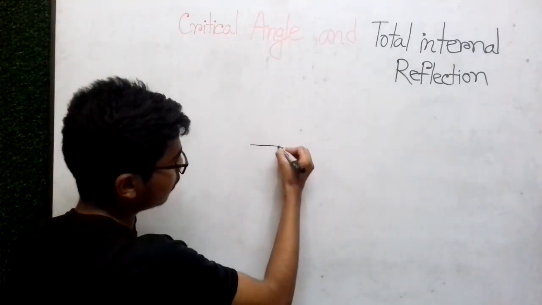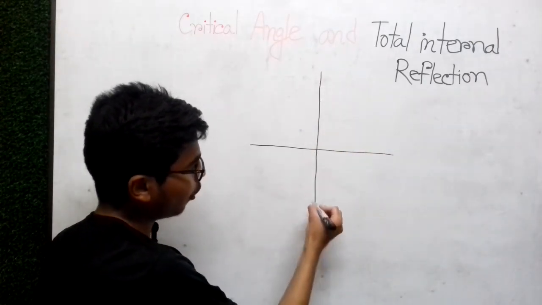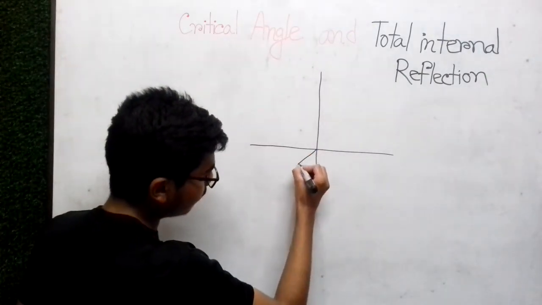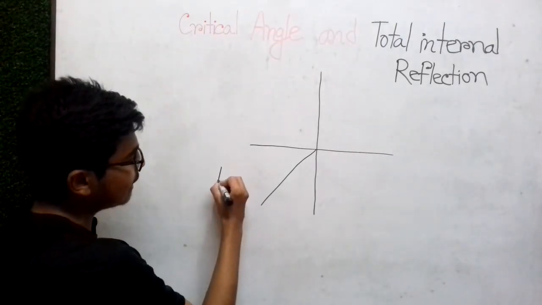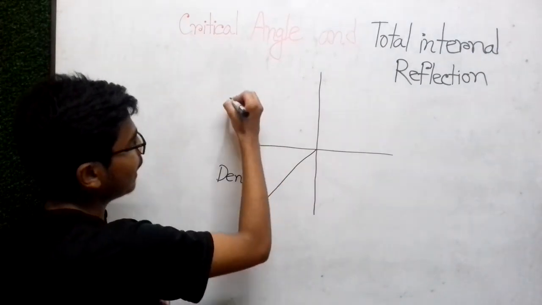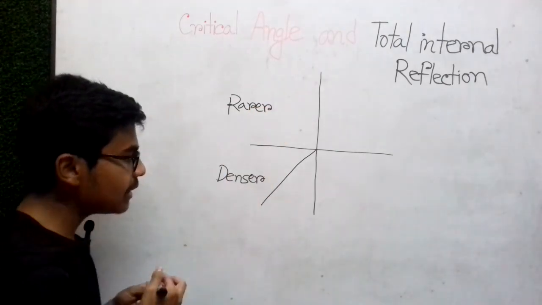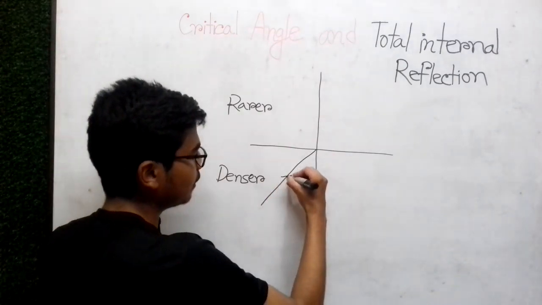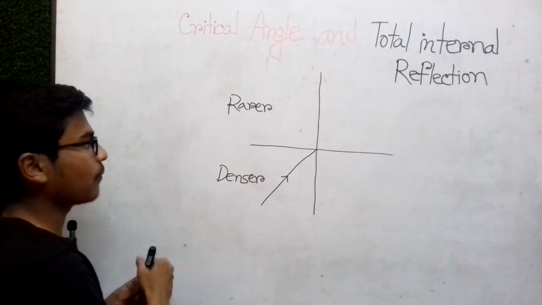Suppose this is a straight line and this is the normal. A light ray goes from here. This is the denser medium, and this is the rarer medium. This is a light ray which goes from denser to rarer.